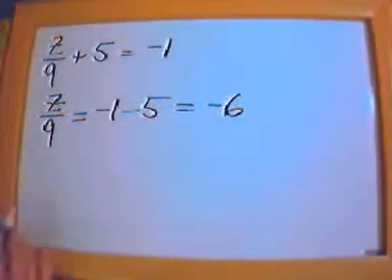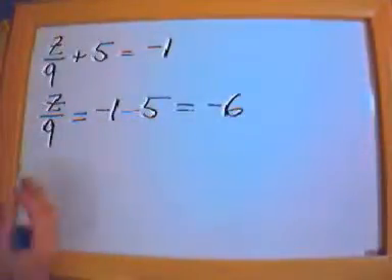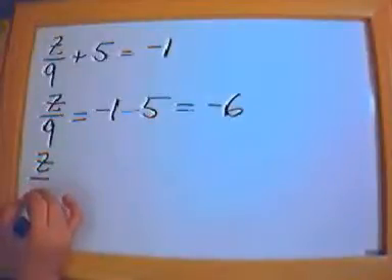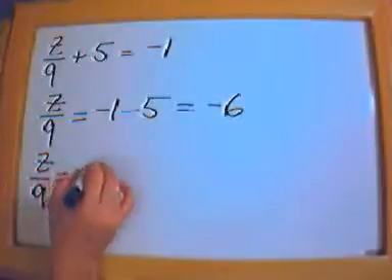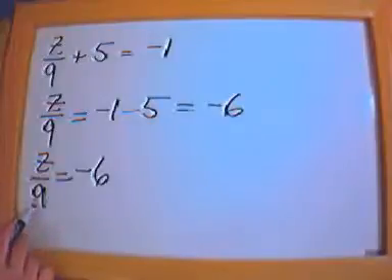You should be able to convince yourself of that. Minus 1 minus 5 more gives me minus 6. So I'm left with z over 9 is equal to negative 6. Okay? And now in order to get z by itself, I'm going to do the opposite of this division, which is simply multiplying by 9.